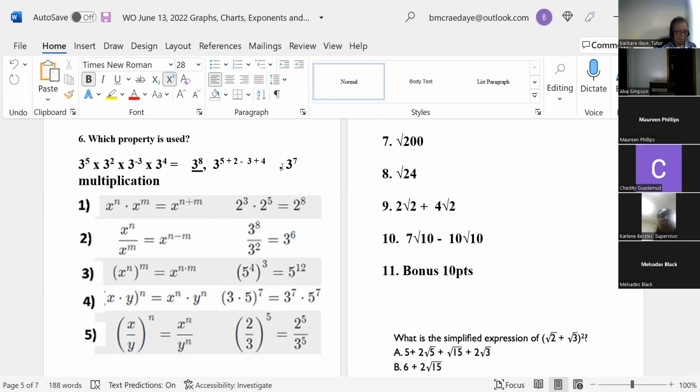Multiply. Got it? Whether it's 4 like here or whether it's 2, doesn't matter. You add the exponents, add the powers.